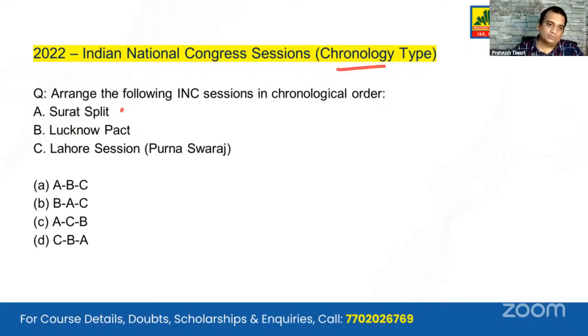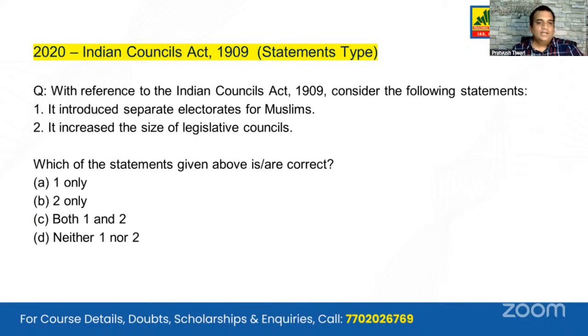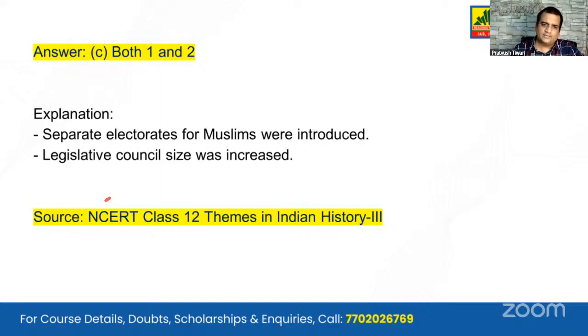When did the Surat split happen? When did the Lucknow Pact happen? When did the Lahore session happen? It's important for you. Now, along with that, this is again asked from class 12 Themes in Indian History 3. This is the new NCERT book. Indian Councils Act 1909: again, statement type questions we are seeing here. And here you have two statements, and you have to infer whether one is right, whether two is right, whether both are right. And these questions, again, guys, are from Themes in Indian History 3.